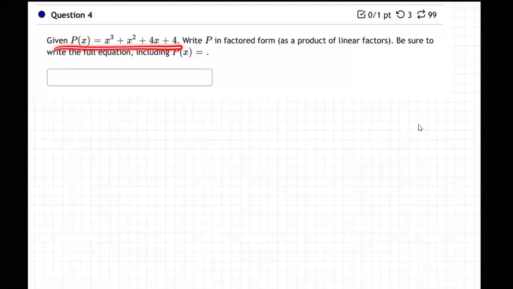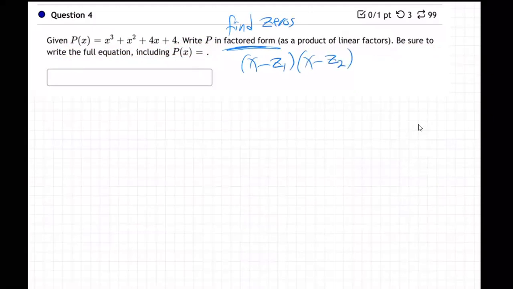Given this function, p of x, write p in factored form as a product of linear factors. Be sure to write the full equation, including p of x equals. Okay, so it's basically the same thing. Factored form really means you need to find the zeros. Factored form means x minus 0, 1, x minus 0, 2, and x minus 0, 3. That's basically what we're going to write.